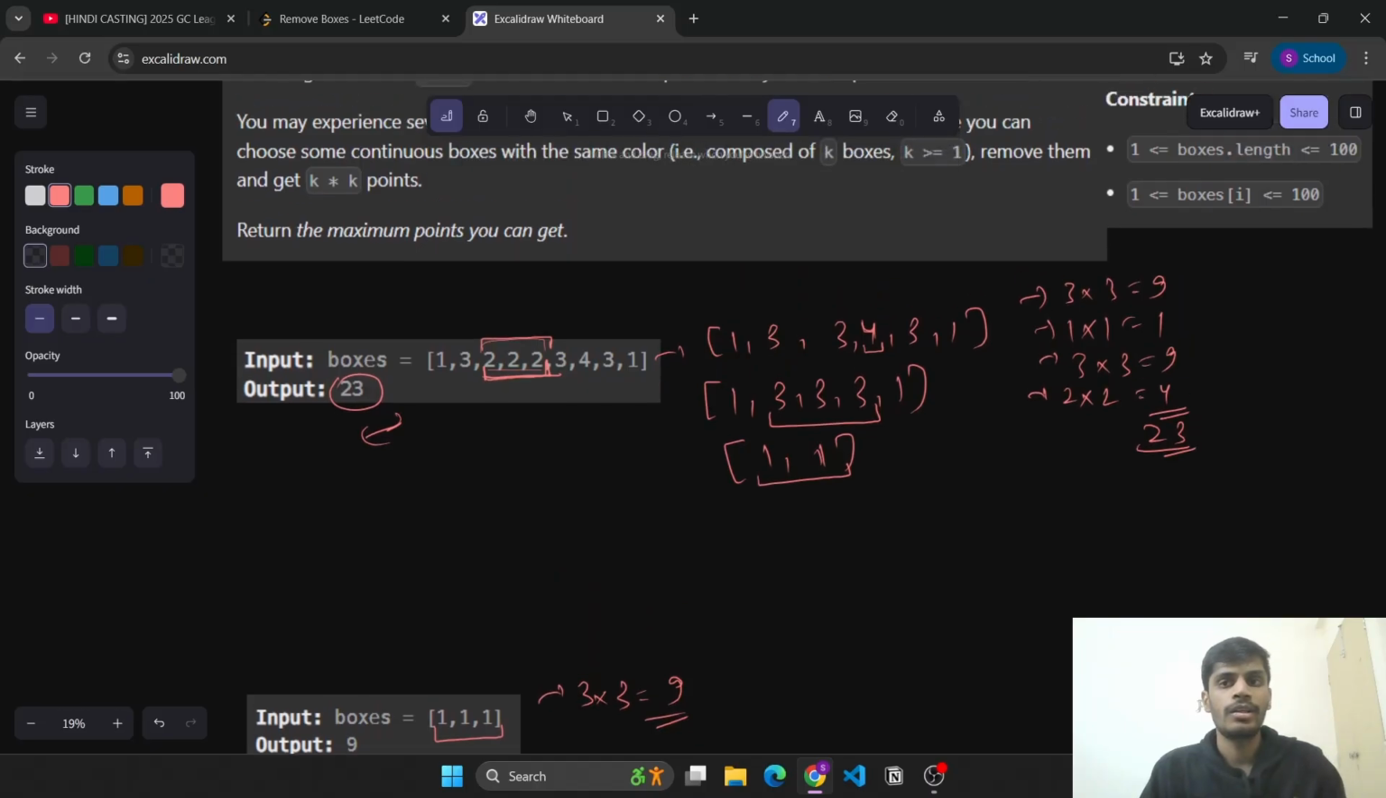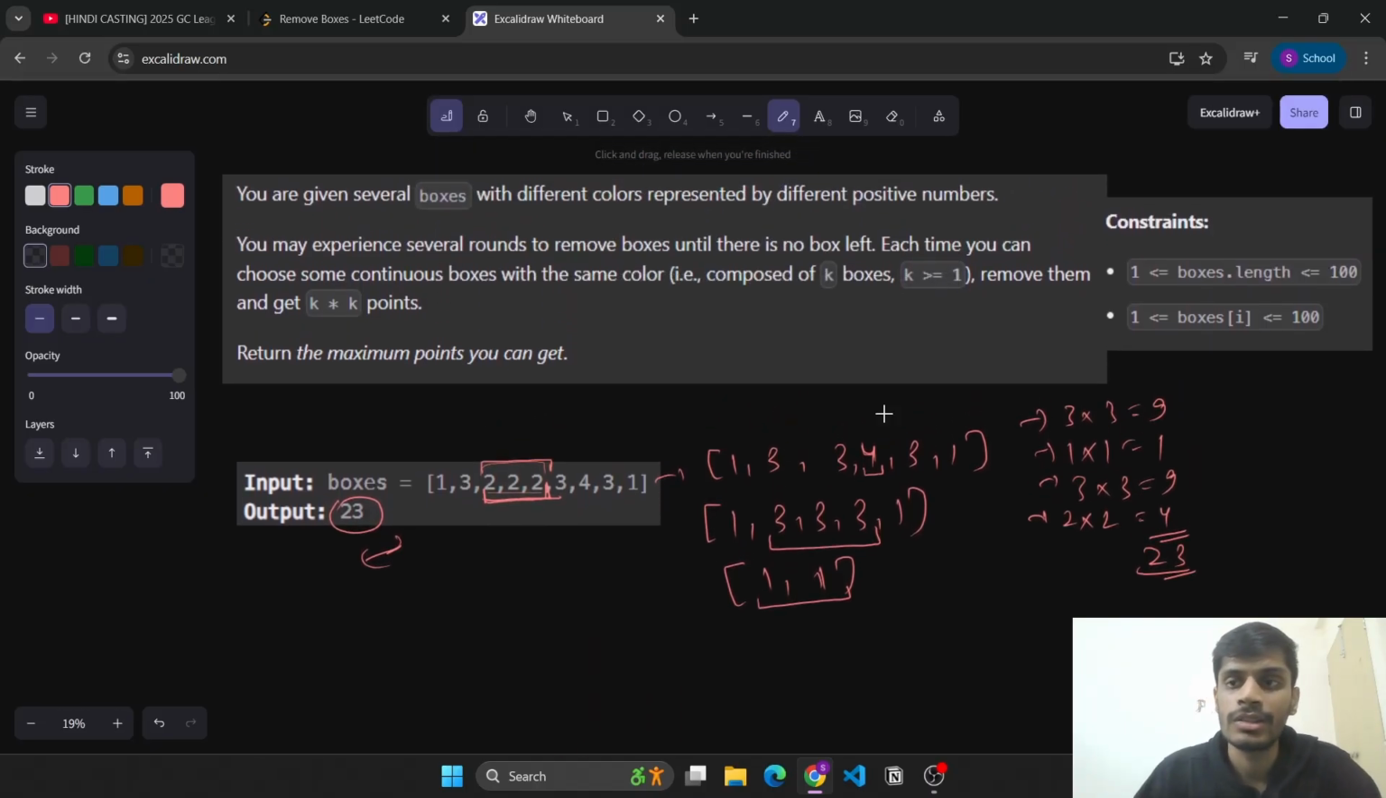We will also notice that the constraints are up to 100 only. So maybe we need to think of an approach of the order of n cube or more, right? Then only the constraints would have been given this much for a hard problem, right?